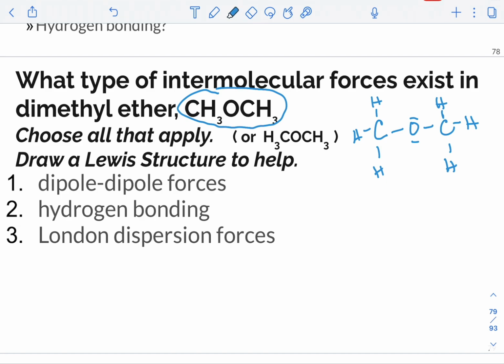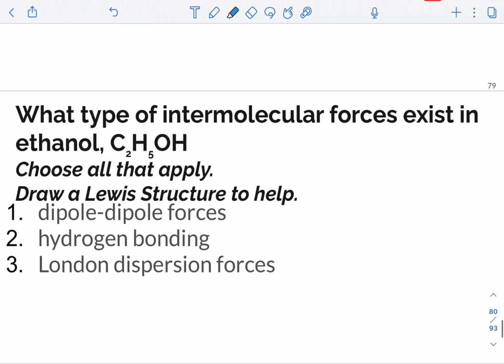So the answer to this is going to be dipole-dipole, because it's definitely polar, and London dispersion, because that's always there. But there is no hydrogen bonding here, because in order for there to be hydrogen bonding, the hydrogen needs to be connected to oxygen, nitrogen, or fluorine. Connected to carbon doesn't do anything. So now let's take a look at C2H5OH.